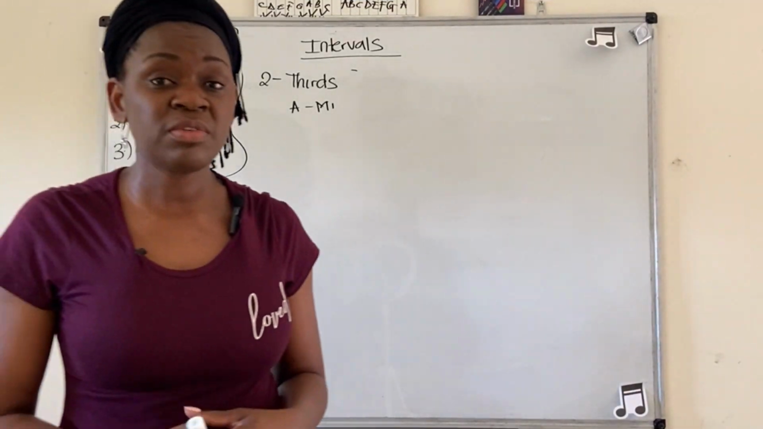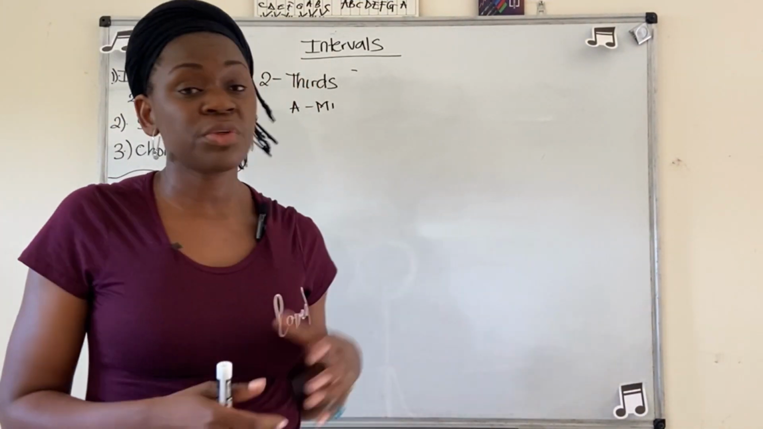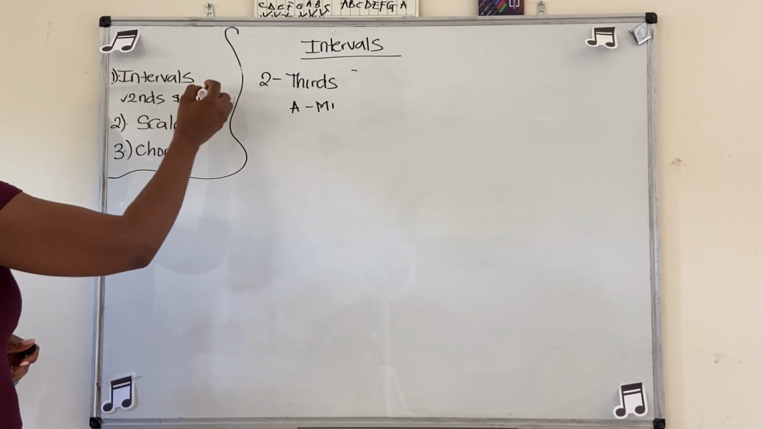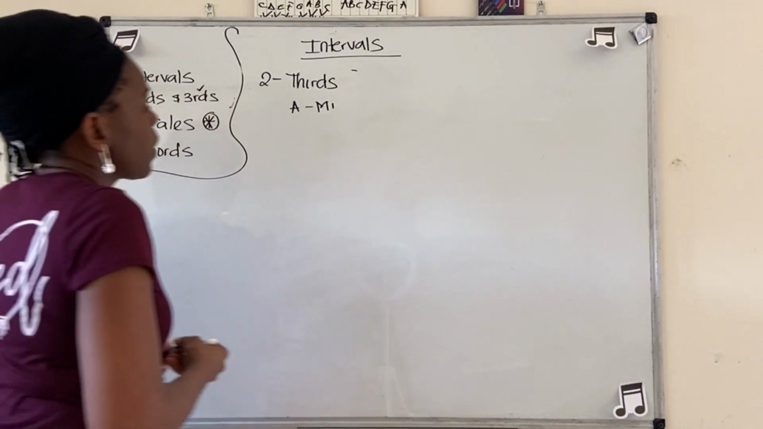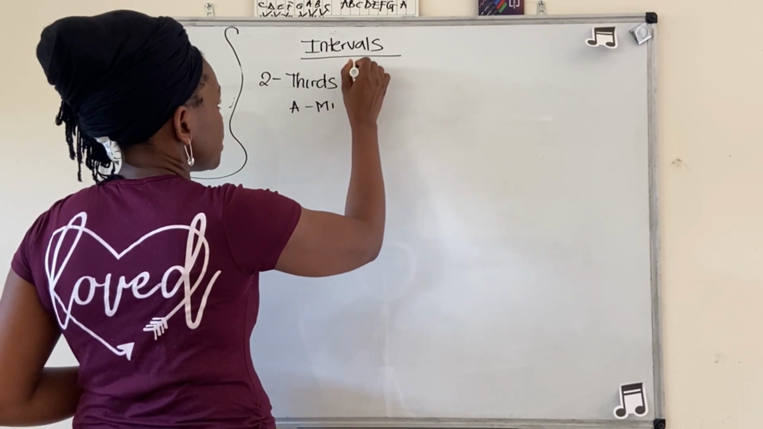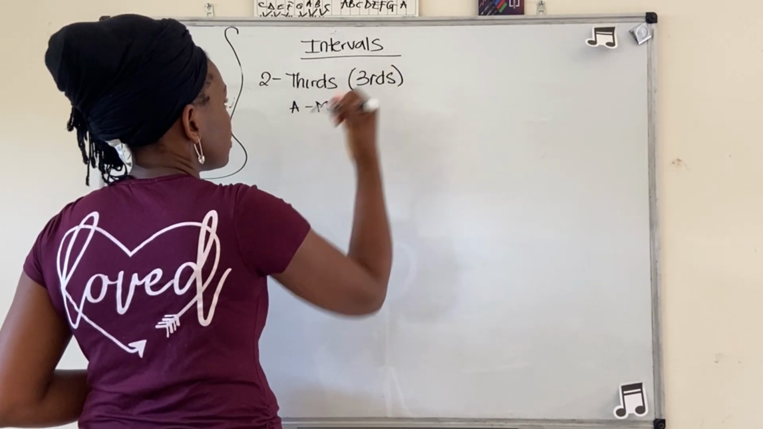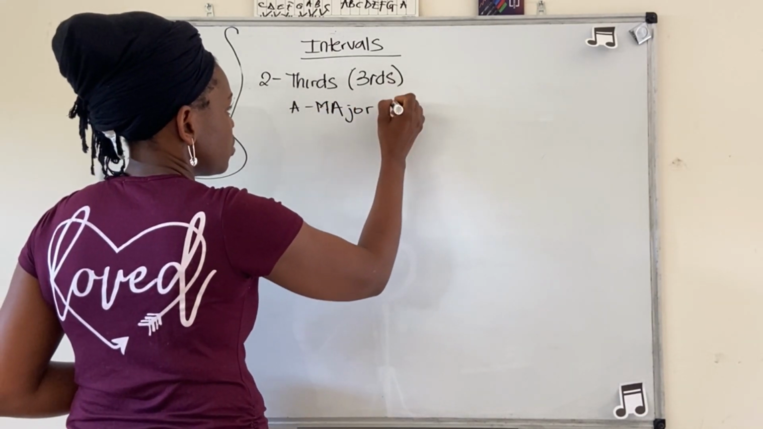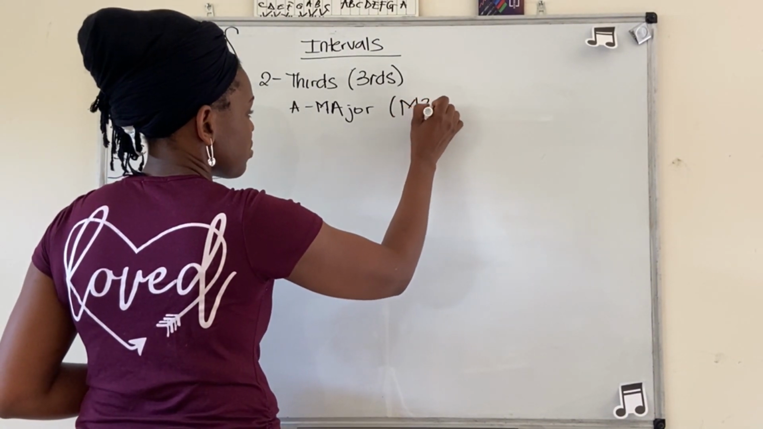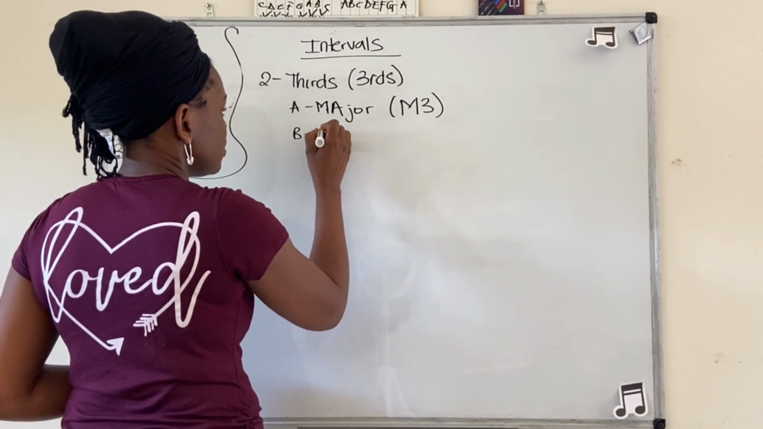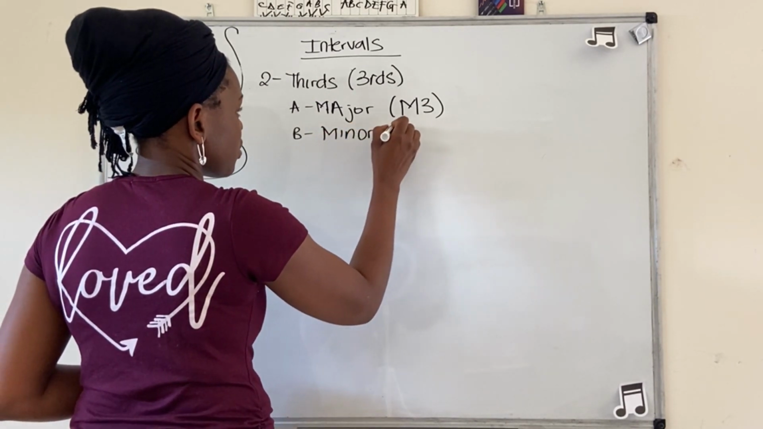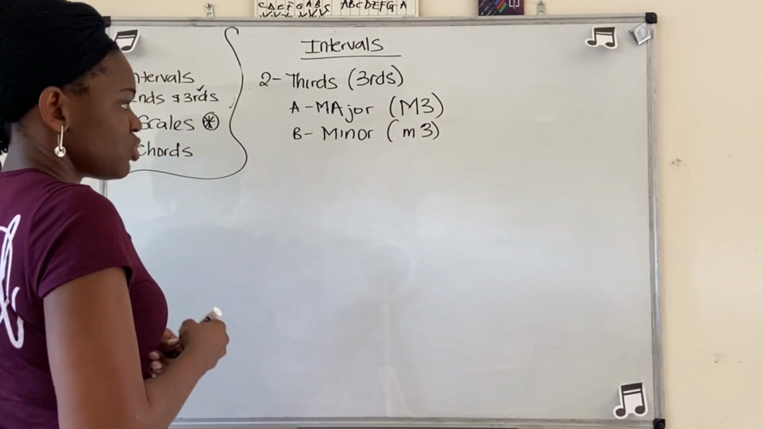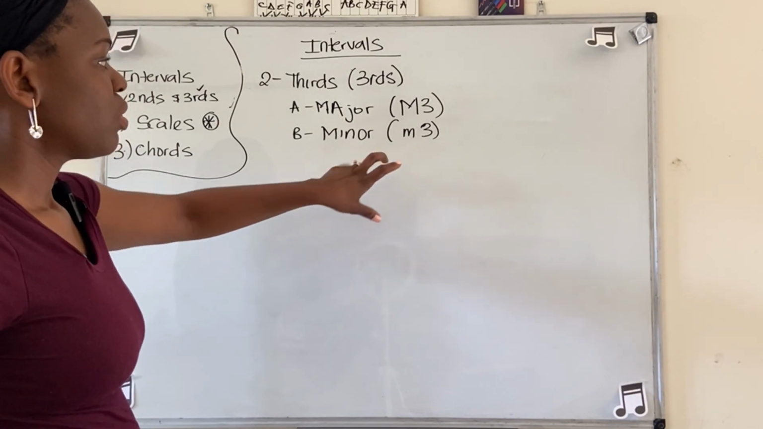Now that we talked about seconds, I would like us to talk about thirds. So we talked about intervals. We started with the intervals and we're done with the seconds. Now we're moving to talk about the thirds. Thirds are also written as this, with the major, which is M3, major third, and the minor third, which is lowercase m3. So major is uppercase M3, minor is lowercase m3.